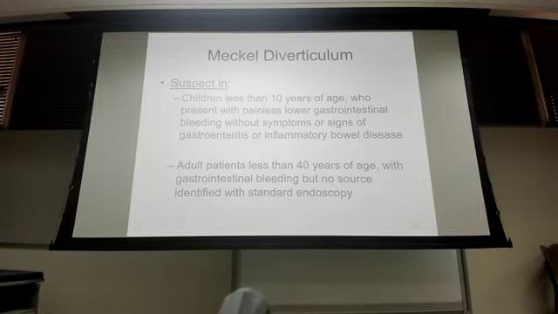Any adult less than 40 with a GI bleed but no source identified, and you're doing a standard endoscopy, they may find it. So it's usually incidental. In an adult, you're not so much doing a scope and going, I'm looking for a Meckel diverticulum. It's probably just going to be an incidental finding when you're testing for something else. The classic board question is going to be that kiddo.